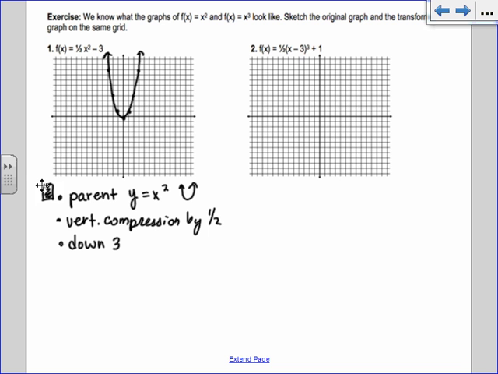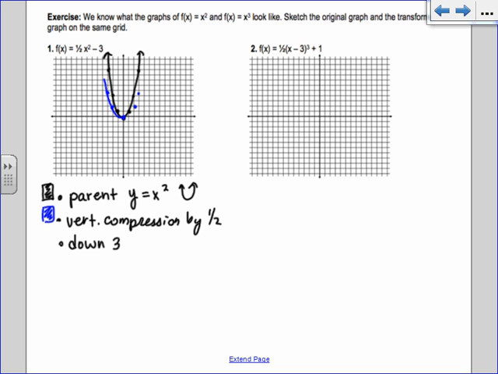The next thing that I'm going to do is vertically compress it by 1/2. What that means is that every y value that I had, I'm now going to take half of it. So when I had 0, 0, it still stays at 0, 0, because half of 0 is 0. When I had 1, 1, it's going to go down to 1, 1/2. Maybe the best one to see is 2, 4 is going to go down to 2, 2. And then the next one is 3, 9, and that's going to go down to 3, 4.5. Okay, so that's where we're at now.